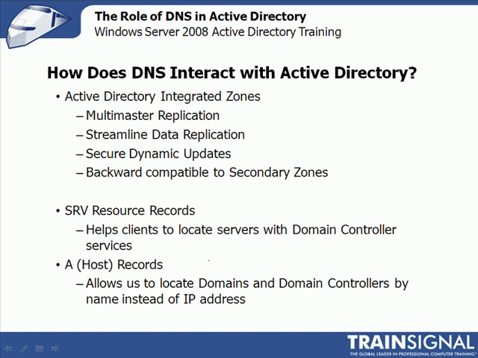As I've been going through talking to you all about DNS, I've already shared with you how it interacts with Active Directory. Now, the first way it interacts with Active Directory is through the use of Active Directory integrated zones. As we saw, this provides multi-master replication, streamlined data replication, secure dynamic updates, and is also backward compatible to secondary zones. So that's one way that DNS interacts with Active Directory.